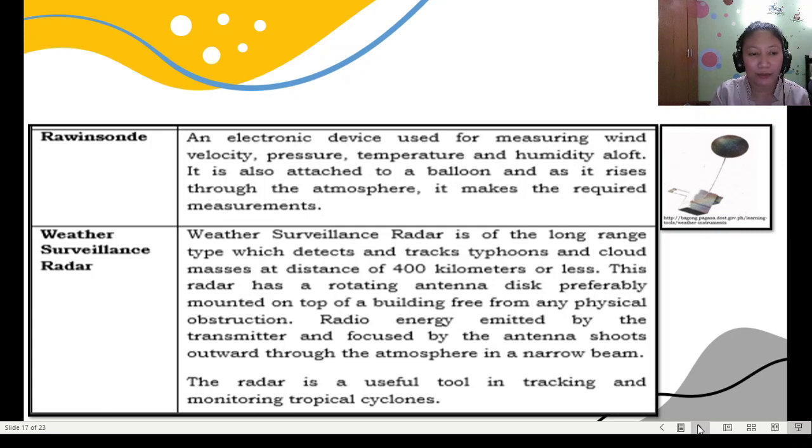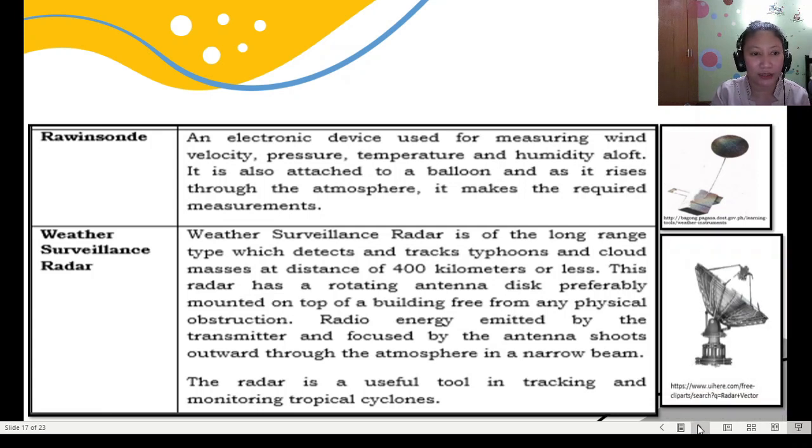And last, alam na alam nyo to, is the surveillance radar. So, ito, nasa labas na to ng Earth, no? Weather surveillance radar is one of the long-range type, which detects and tracks typhoons, and also the cloud masses at a distance of 400 kilometers or less. So, mahaba-haba siya. This radar has a rotating antenna or disc preferably mounted on top of a building free from any physical obstruction. So, dun siya naka-locate.